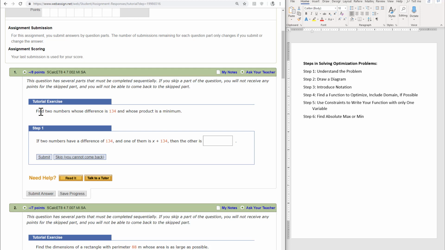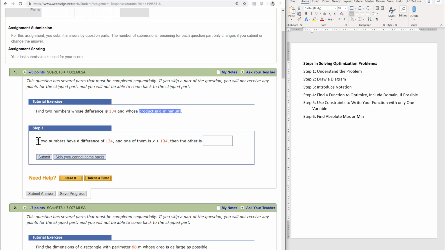Our problem is asking us to find two numbers whose difference is 134 and whose product is a minimum. So this is your key, product is a minimum. That's kind of moving us towards the function that you're going to optimize. So you have two numbers, x and y, and x times y is what you're going to try to maximize or minimize in this case.